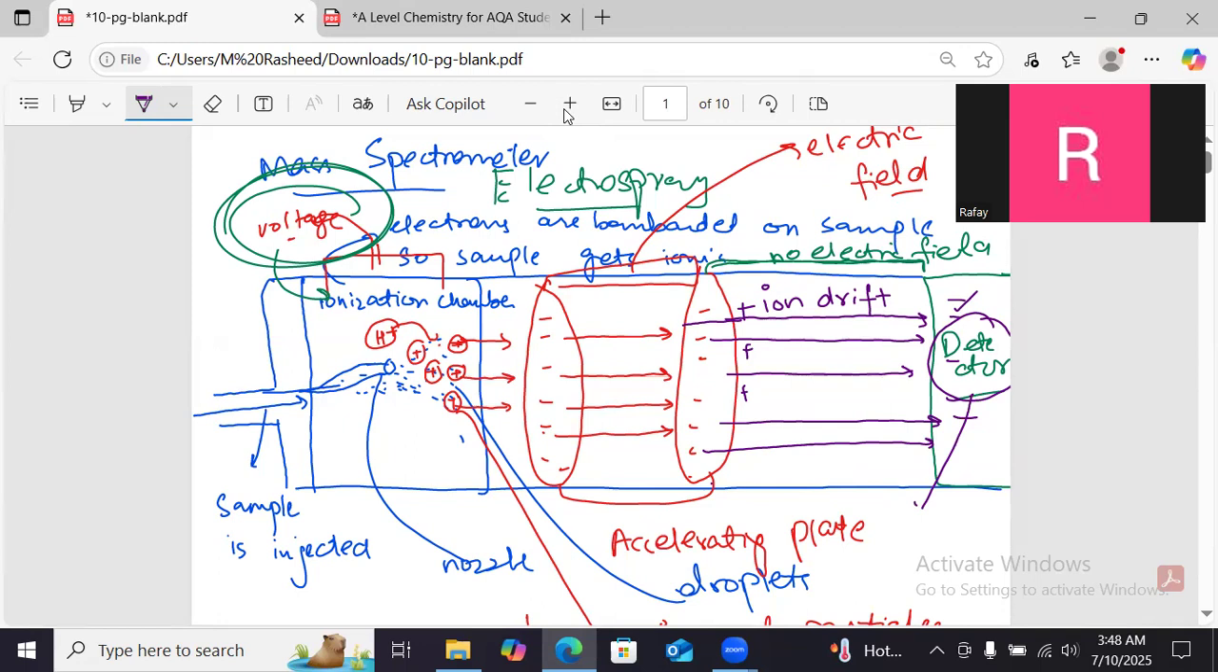Wait, so if the lighter ions travel faster, does that mean the detector detects them more quickly? Yes, exactly. That's right. They reach the detector faster and earlier than the heavier ones. Any other question?